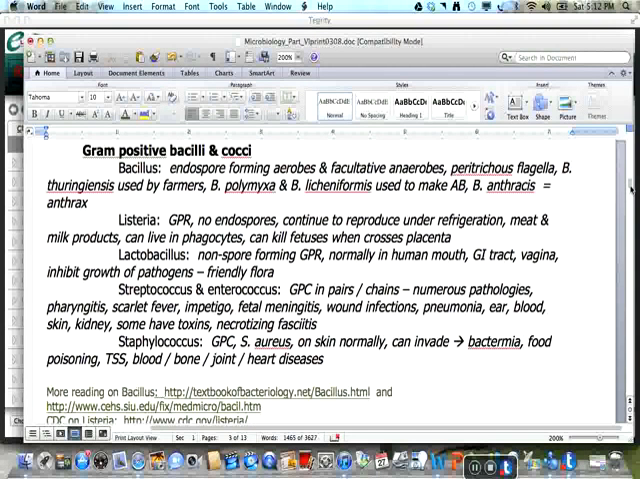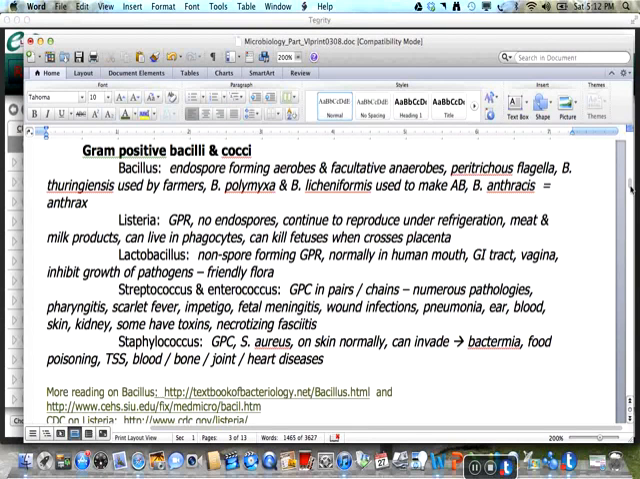The Bacillus species are endospore-forming aerobes and facultative anaerobes with peritrichous flagella. Bacillus thuringiensis is used by farmers, and Bacillus polymyxa and Bacillus licheniformis are used to make antibiotics. Bacillus anthracis causes anthrax. Listeria is a gram-positive rod that does not make endospores. Listeria can continue to reproduce under refrigeration and is found in meat and milk products. It can also live in phagocytes and can kill fetuses when it crosses the placenta.